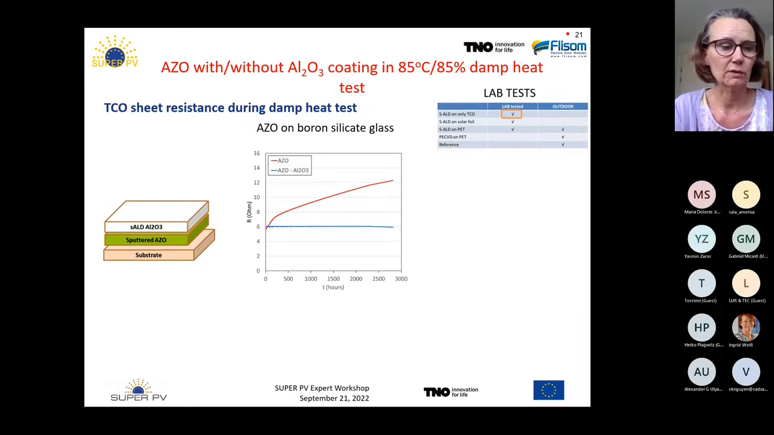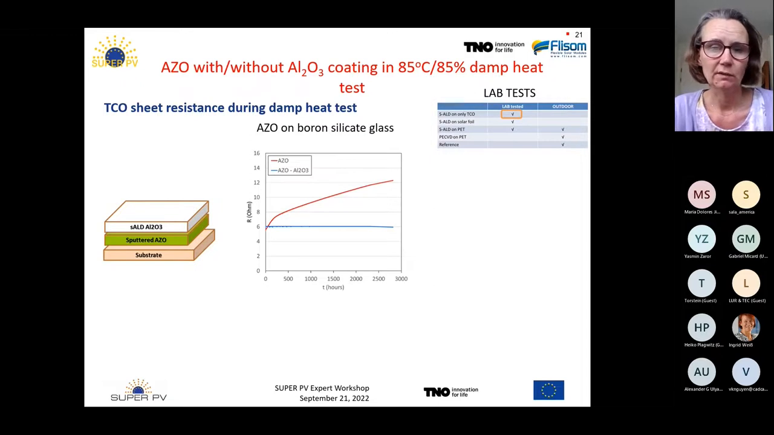The x-axis shows the hours in the damp heat treatment, so this 85 degrees at 85% relative humidity. And on the y-axis, we see the resistance in ohms. As we can see, the graph goes up to almost 3,000 hours. And as we can see, the red line shows an increase in the resistance, meaning a worsening of the conductive properties, which is not favorable for a solar cell, of course.